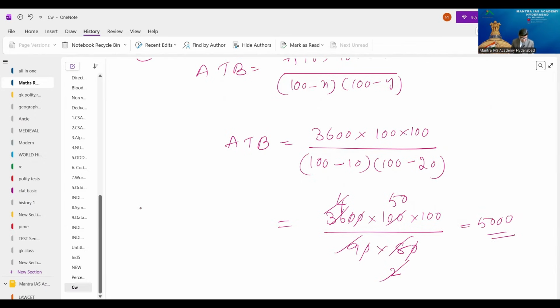That fellow, how much did he have in the beginning? He had an amount of 5000. Find the original sum: the original sum was 5000. That's enough. Clear now? So this type of problems are there. Many problems here, of course, we have.